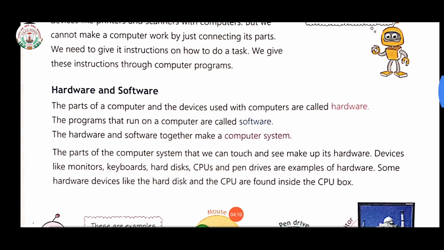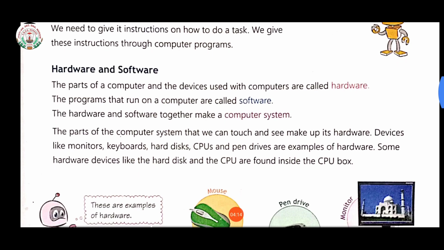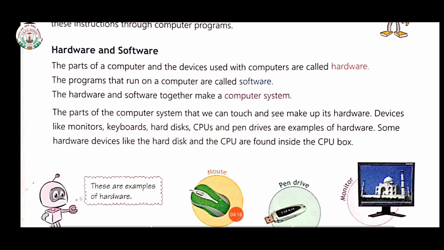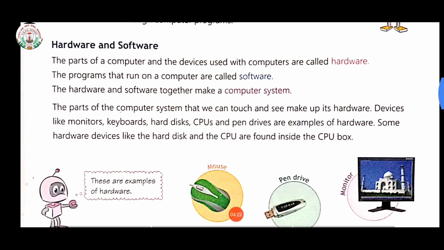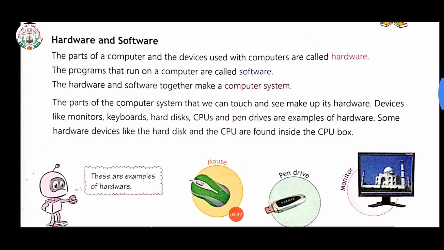Now come to hardware and software. The parts of a computer and the devices used with computers are called hardware. The programs that run on a computer are called software. The hardware and software together make a computer system.